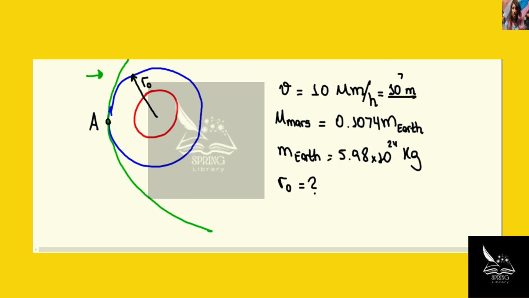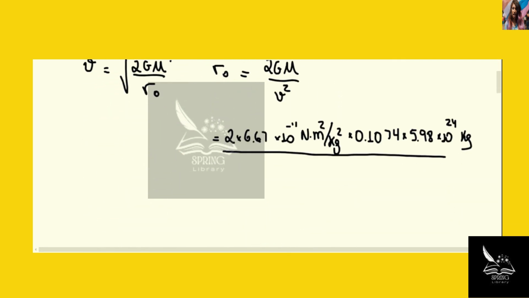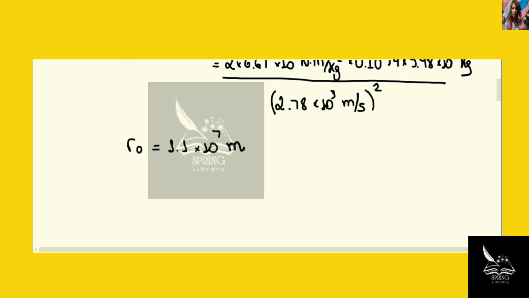meters per hour. Now 1 hour has 3,600 seconds, so this is equal to 2.78 times 10 to the 3rd meters per second. So this is 2.78 times 10 to the 3rd meters per second, squared. So R0 is equal to 1.1 times 10 to the 7th meters. So this is the radius of the trajectory.